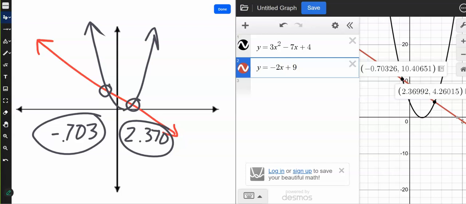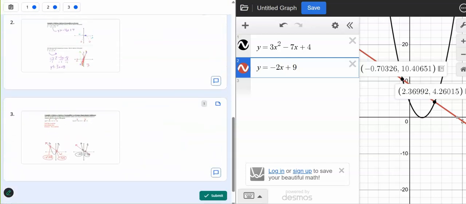Okay, I think that's it. Let me just double check here. That is it for the notes.